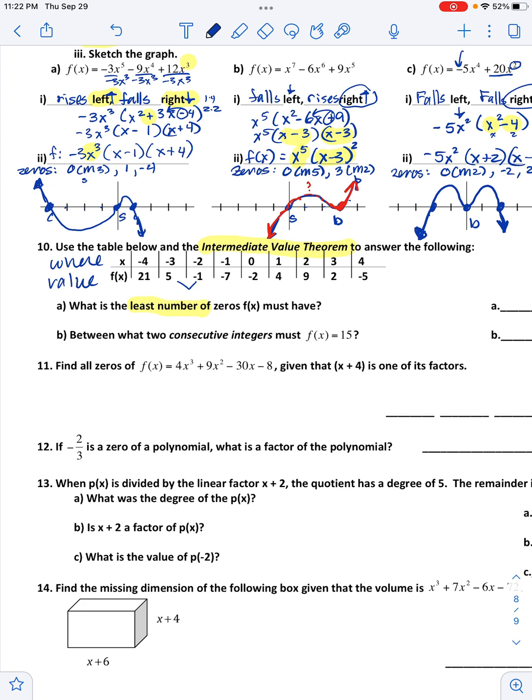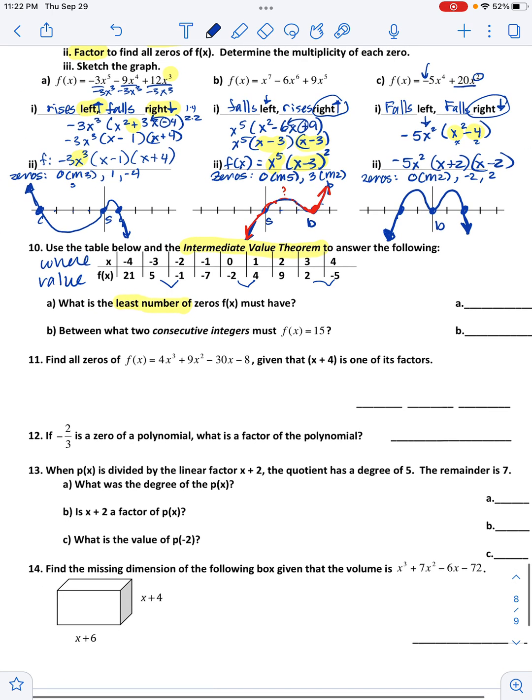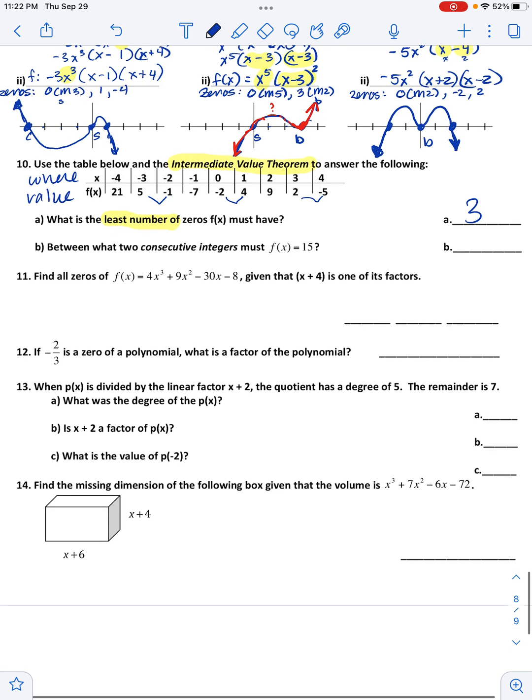Then I'm cruising around below the x-axis until right here where it pops back up to the positive. And then I keep on being positive until right here where it goes back down. So there are 3 places where the y value changes from positive to negative or vice versa, and so that means I'm going to have 3 zeros at least, because that's just showing this part of the chart. Between what 2 consecutive integers, so this is asking me for x's, must the value of the function be 15?